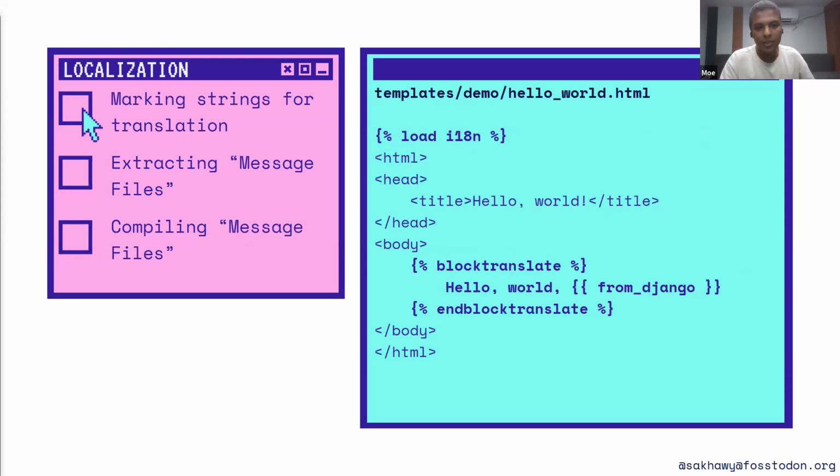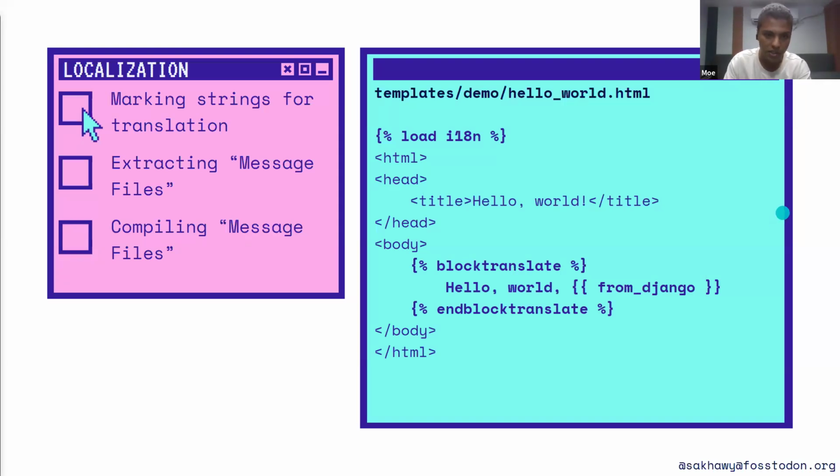As for the HTML template, we cannot use Python here, but we can load the i18n template tags. Those template tags contain a tag that's called blocktranslate. We will use that tag to wrap the string in the template that we want to mark for translation. Under the hood, this still uses gettext. And now the first step is done.